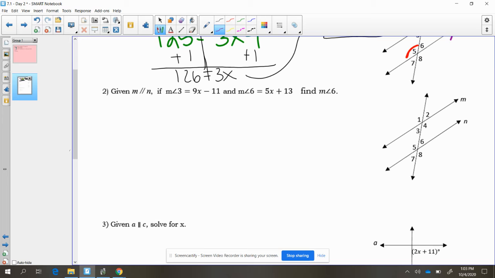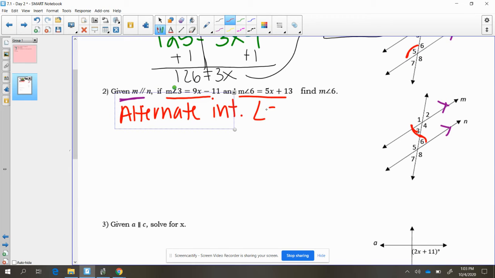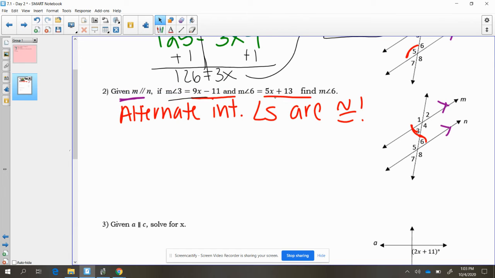Moving right along, we have these parallel lines given again in the first part here of number 2. This time they're talking about angle 3 and angle 6. Well, here's angle 3, here's angle 6, and angle 3 and angle 6 are an example of alternate interior angles. And we know alternate interior angles are congruent, right? So from here, we can take those measures again, just like we did with the last problem, and we are going to set them equal to each other because we know those measurements will end up being equal.